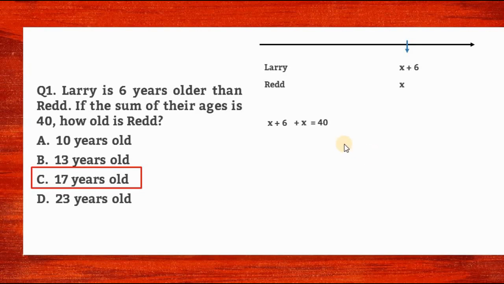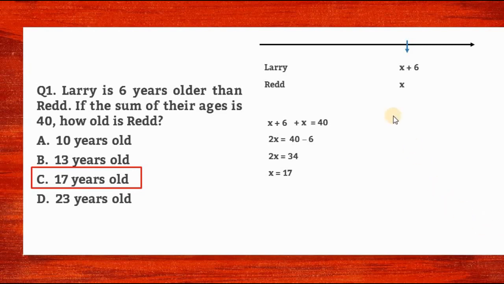We then solve for X by combining like terms and further isolating X, like what we did in Dora's case. Thus we have X plus X is equal to 2X. We transpose 6 to the other side of the equation, gaining a negative sign. 40 minus 6 is equal to 34. Thus we have 2X is equal to 34. Further isolating X, we divide 2X by 2 and we do the same to the other side of the equation. Finally, we get X is equal to 17.